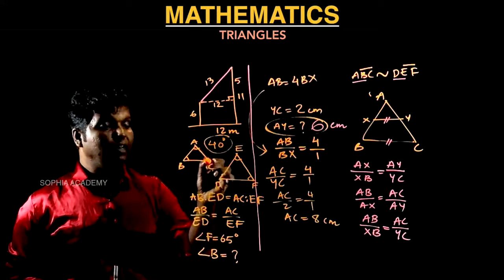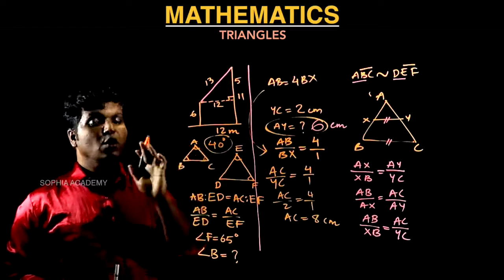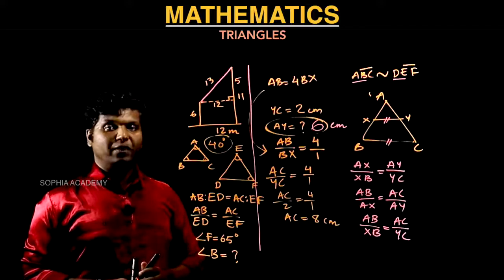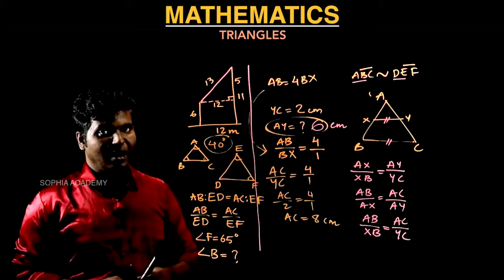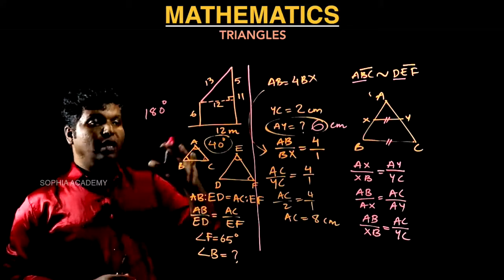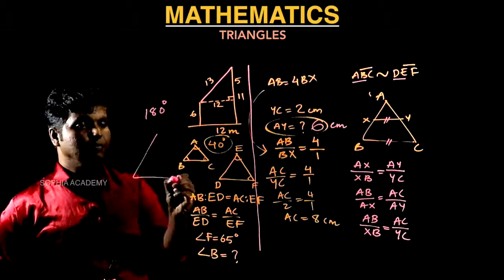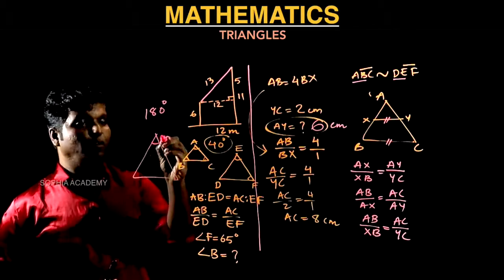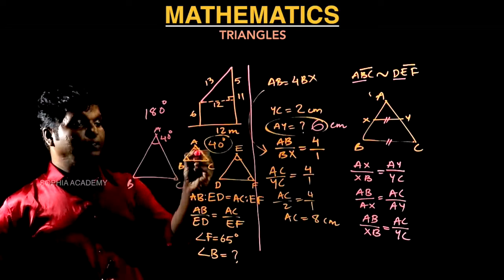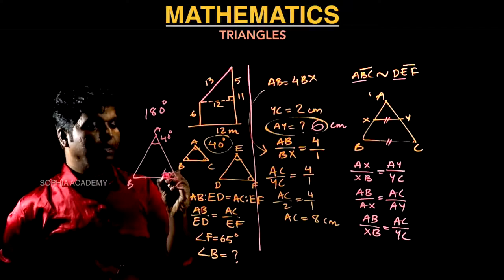If this is 40 and this is 65, 65 plus 40, how much is it? 105. So the sum of angles of a triangle is 180. You know it is 180 degree, right? For all triangles, if you add all 3 angles together, it will be 180. So in this ABC, here this is 40 degree, and as F is 65, C also will be 65.